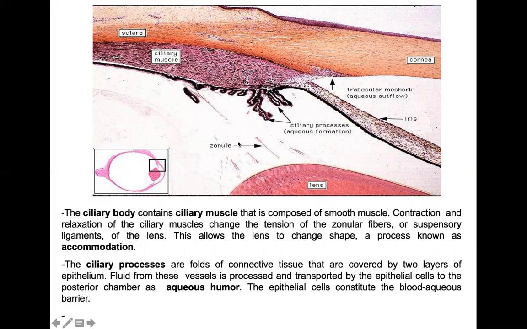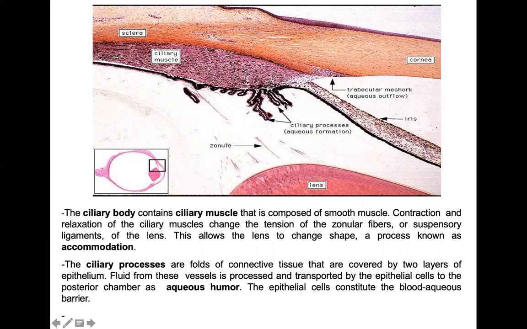When these ciliary muscles contract, here is the zonule that connects your ciliary body to the lens. When the ciliary muscles contract, this connection, the zonule of Zinn, usually causes the change of the shape in the lens. Now, this changing of the shape of the lens is what we call the process of accommodation. Accommodation is what happens in the lens and the pupils as we try to look at near and far objects. Now, the ciliary processes here are folds of connective tissue.